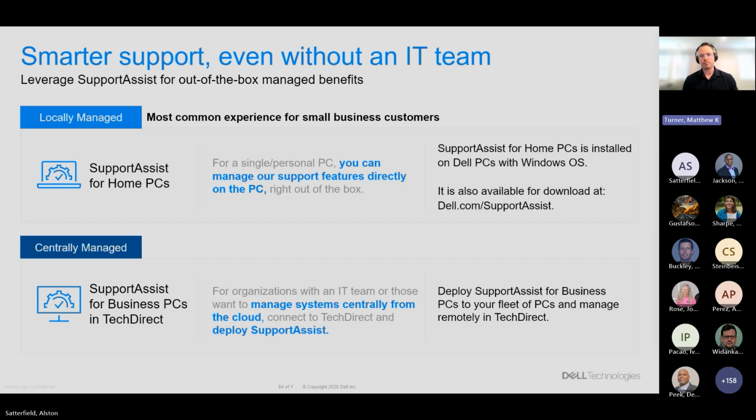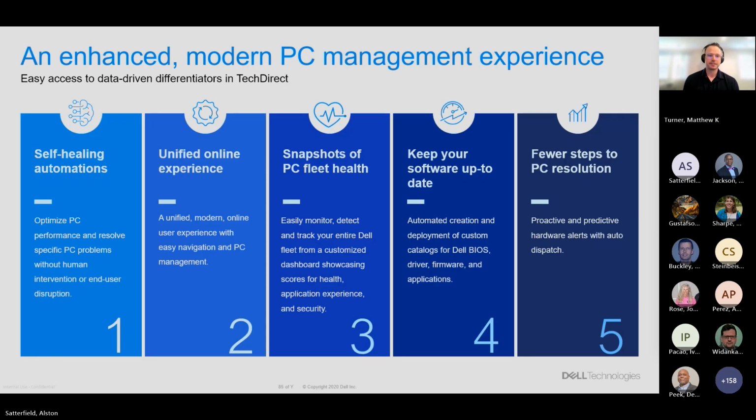There are two main flavors or versions of Support Assist. So if you've seen Support Assist for home, very similar to Support Assist for business PCs that we're talking about today. You just get the added benefit with the business PC version of connecting to TechDirect and getting that fleet-wide visibility. Awesome. Also, can you go next slide for me?